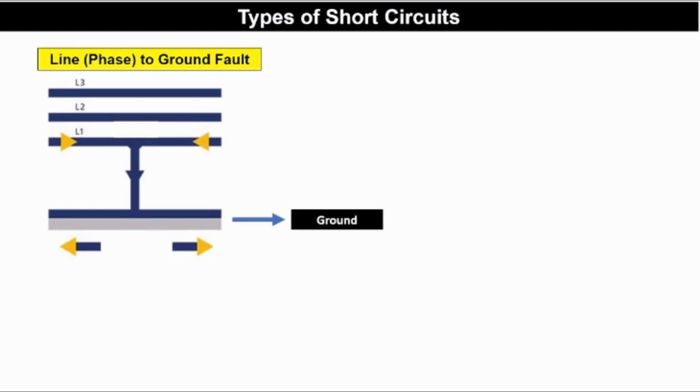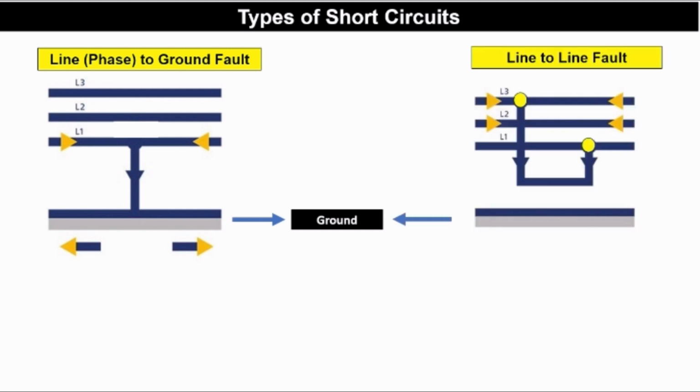Types of short circuit. What are the various types of the short circuit? First is the line to ground fault. This is also called the phase to ground fault. In this condition, one of the lines is getting touched with the ground. Second is the line to line fault. In this condition, two lines or two phases got connected to each other. This is called the line to line fault.